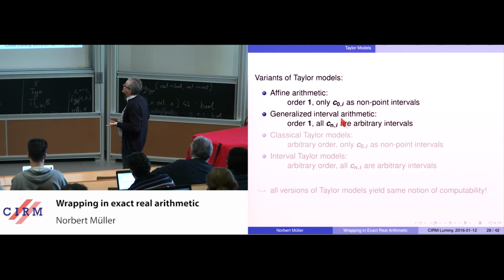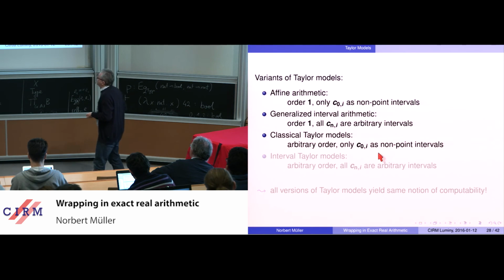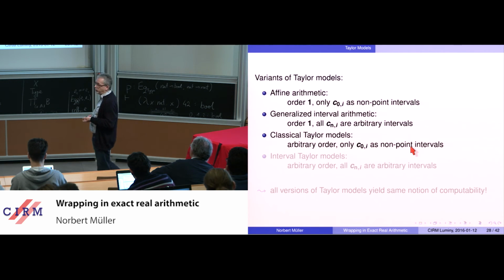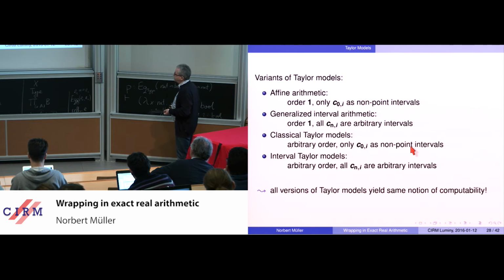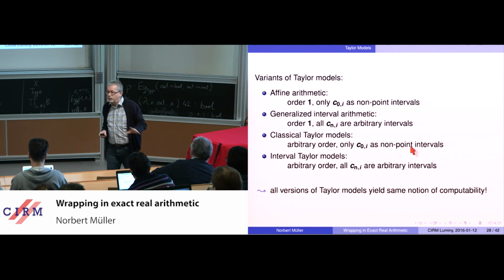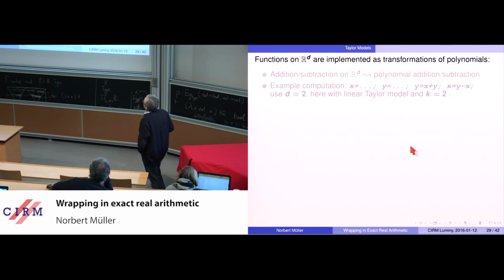I think this is quite old already in the definition. We could have the Taylor models like they are defined in Makino and Berz's papers. We have arbitrary order, and only the basic coefficient is a non-point, is an interval. Or we could even have arbitrary intervals everywhere. Whatever we do, from the viewpoint of computability, they are the same. The question is, how fast will things be?